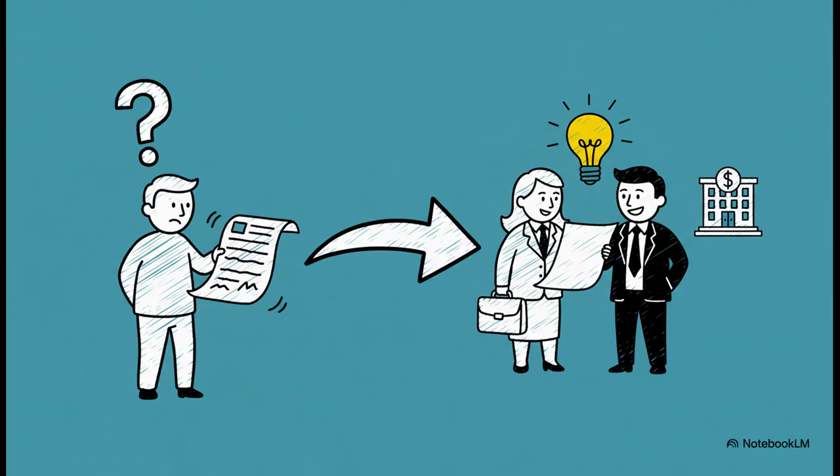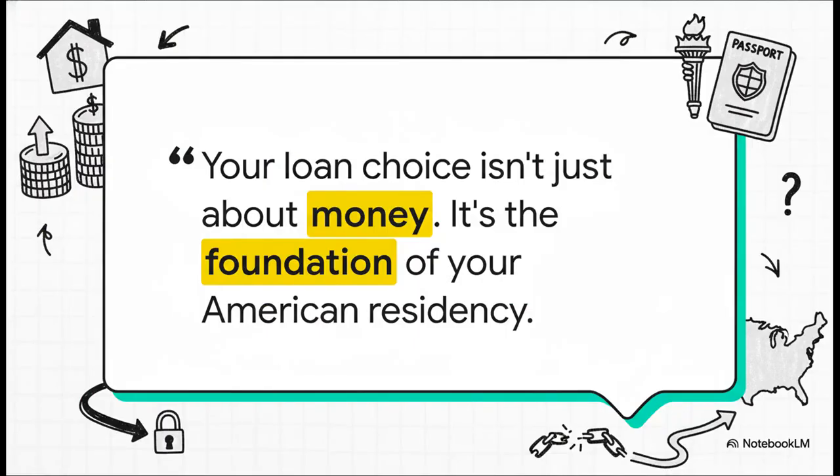So, here's the big takeaway. The choice between a secured and an unsecured loan goes so much deeper than just interest rates. It is a strategic decision that has a direct impact on the strength and integrity of your entire EB-5 petition. You're not just picking a loan, you're laying the financial foundation for your new life in the United States. And the only question left is, which foundation is the right one for you to build on?